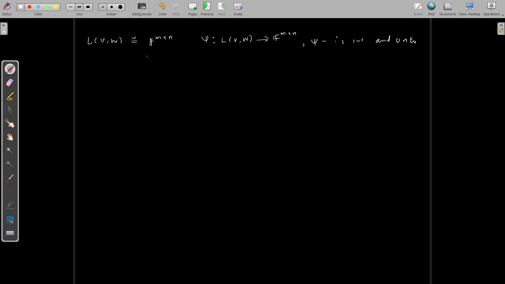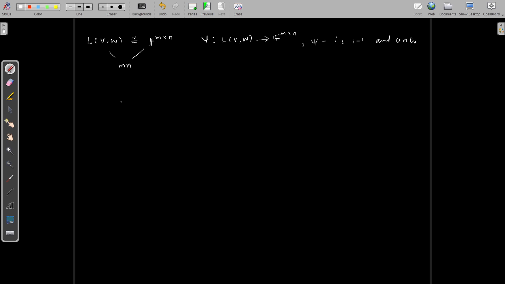We know that the dimension of these two quantities is mn, that means the dimension of L(V,W) is the same as the dimension of F^(m×n). You can easily define a linear transformation psi from L(V,W) to F^(m×n) which is 1-1, because if this is 1-1 then it should be onto. We have already discussed some equivalent statements regarding two vector spaces of the same dimension.